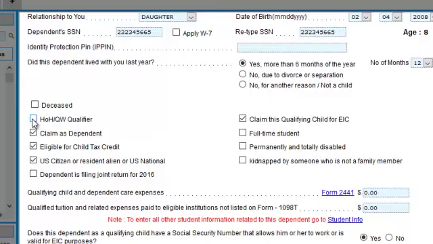Head of household is looking for you to claim that. You're going to put yes. This is a head of household qualifier. Claim as a dependent, populated, eligible for child tax credit. She is under the age of 18 and U.S. citizen, yes. Claim this qualifying child as earned income credit, EIC. Full-time student, she's going to school but not in a college or out of high school yet. So permanently or totally disabled, that would be in this box. Kidnapped by someone who is not the family member, and that would go in here as we mentioned earlier.